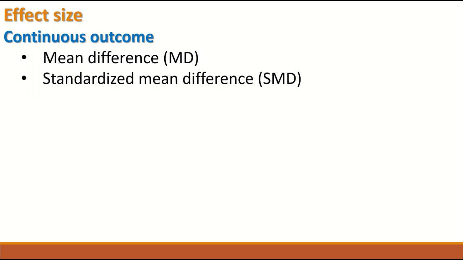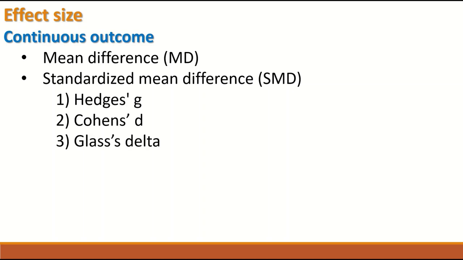Then the mean difference can be calculated, and that will represent the effect size, or a standardized mean difference can be calculated. There are several subtypes for the standardized mean difference. The first one is the Hedges G, the second one is the Cohen's D, and the third one is the Glass's Delta. Those are the most common SMDs used in practice when performing meta-analysis.